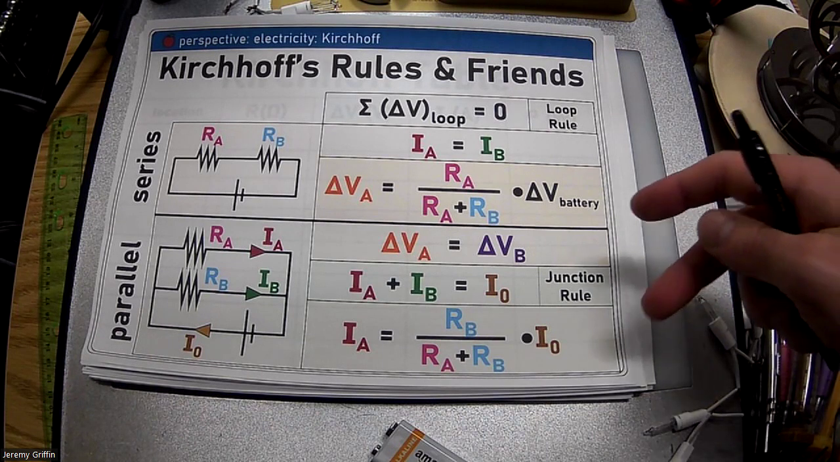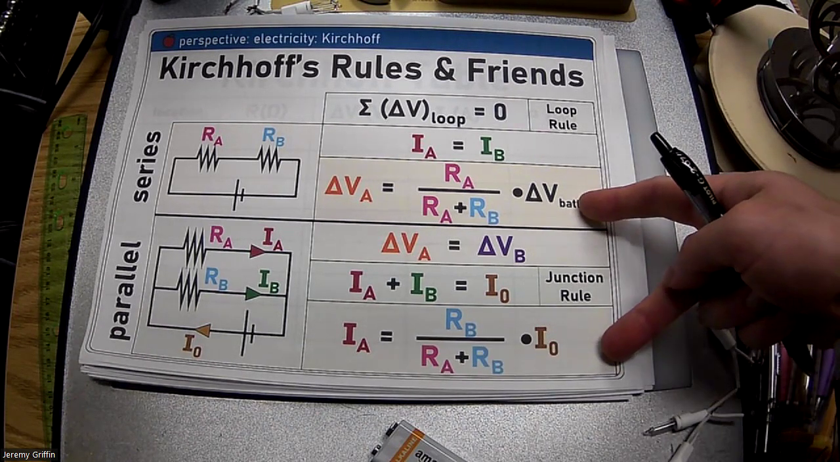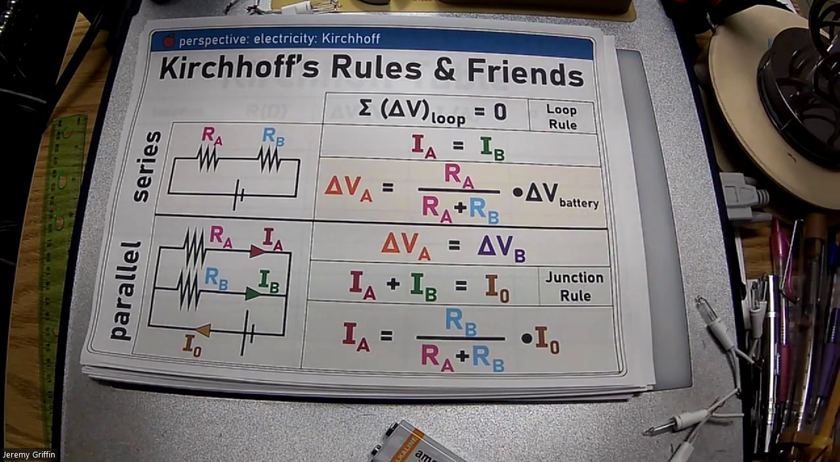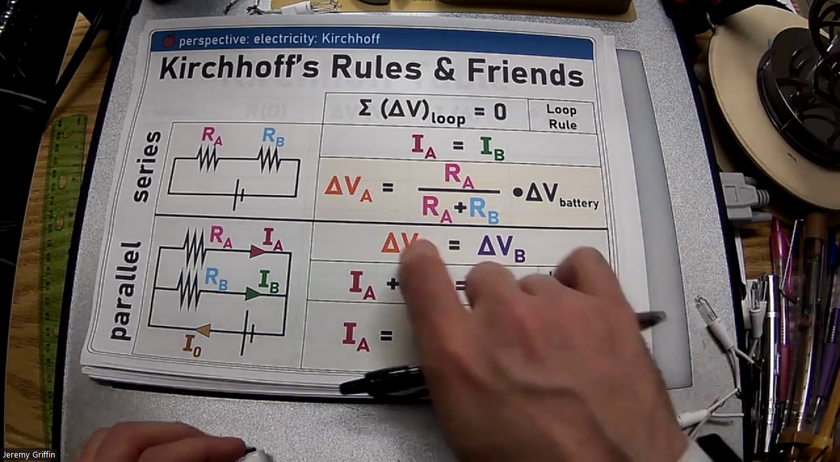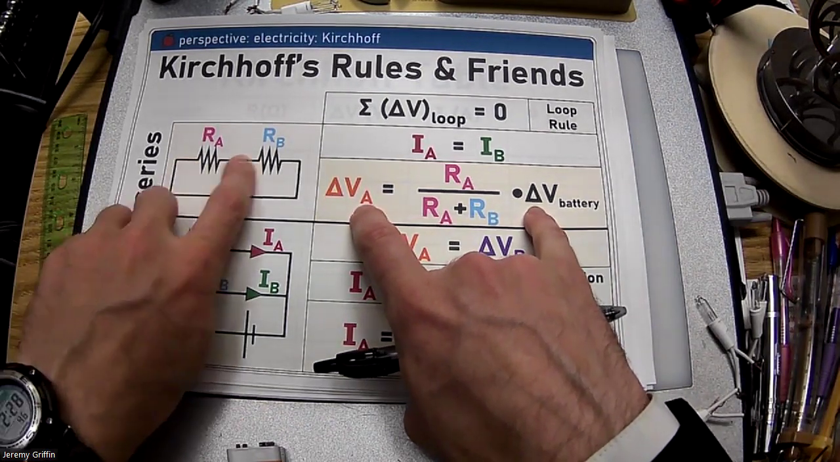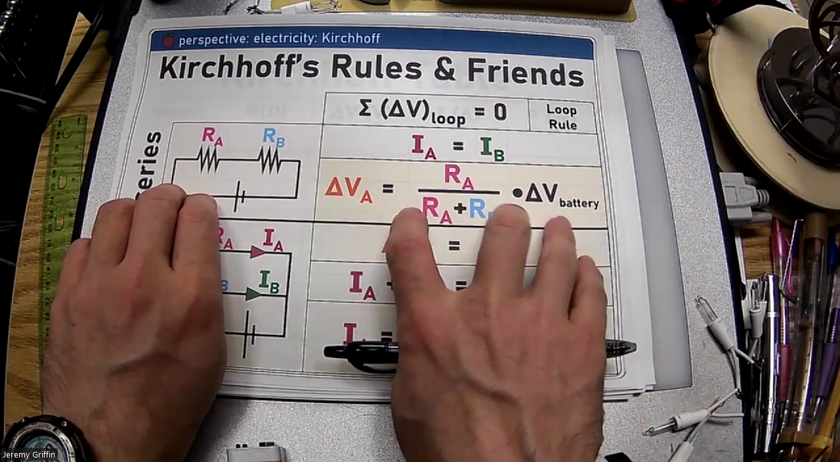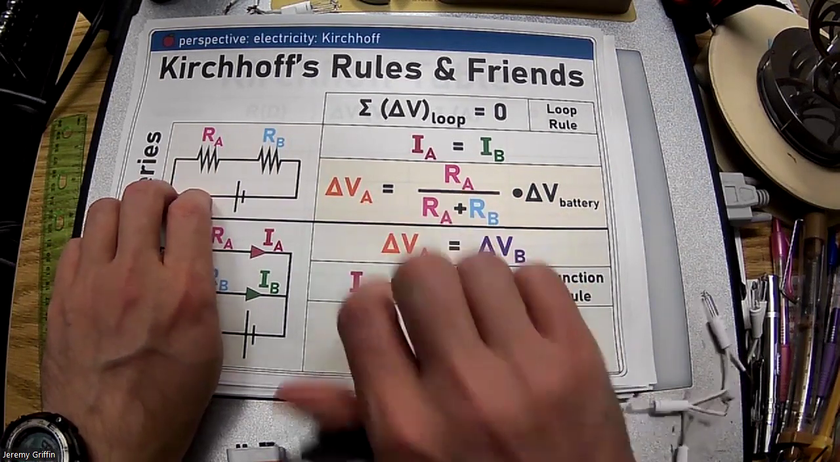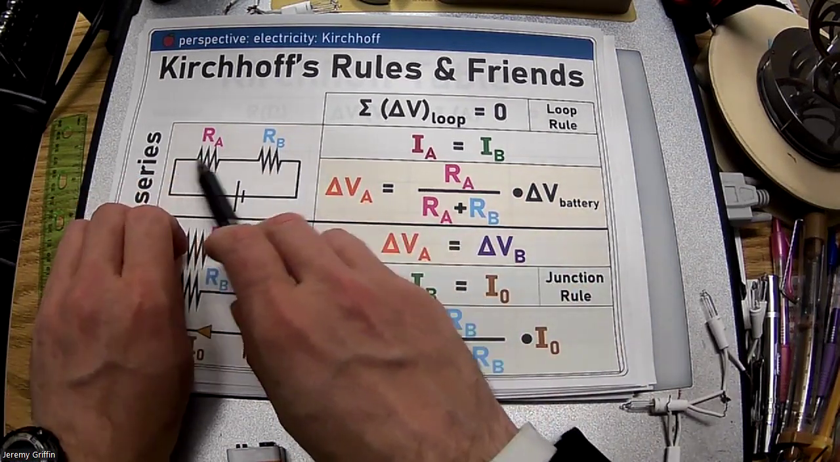The only ones I haven't quite mentioned yet are these fraction-looking ones. You guys ready for the fractions? Ready for some numbers? You guys got notes out? Now, how does the voltage drop? Let's just go to series. How does the voltage drop across each one of these resistors? This rule here says it's proportional to each resistor. So if they're the same resistors, it's going to go halfway and halfway.